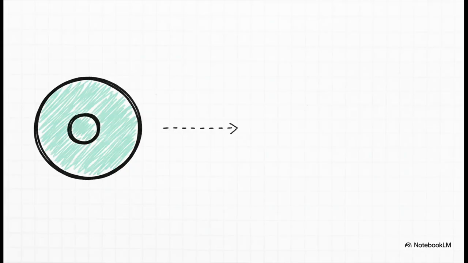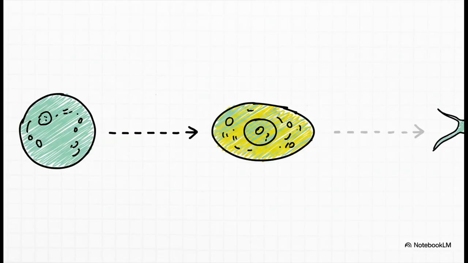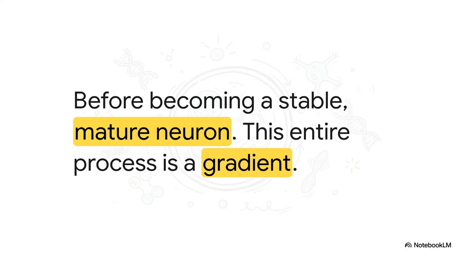Let's just make this concrete. Imagine a simple developmental process. We start with a progenitor cell. Now, this cell doesn't just magically teleport to its final form. No, it enters a transitional intermediate state as it begins its differentiation journey. And only then does it finally resolve into a stable, mature neuron. The entire process is a continuous flow, a gradient, not a series of discrete, instantaneous jumps.